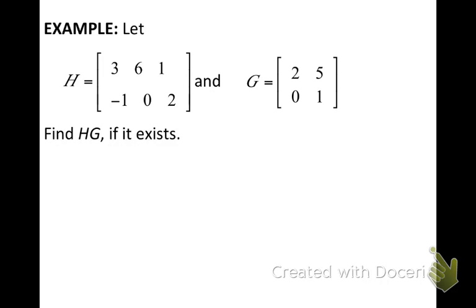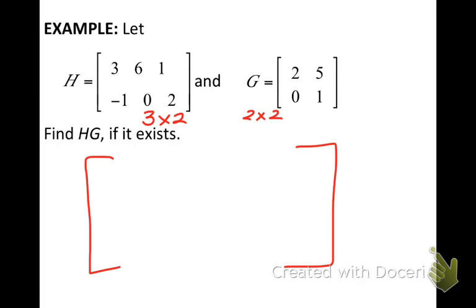Can we multiply these two matrices together? You don't have to write it down, just look. This would be a what? 3 by 2, and this would be a 2 by 2. Can we multiply them? Yes. What would be the resulting matrix? 3 by 2. All right.